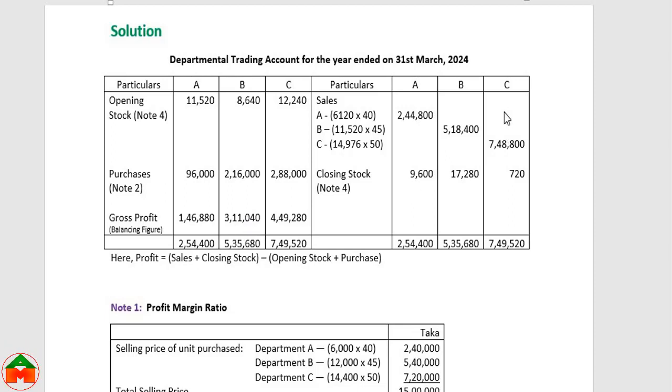3,11,040. In the same way, for Department C, the sales amount is 7,48,800 and the closing stock is 720, and after adding these two amounts, the total is 7,49,520, and from this balance we will deduct the opening stock and purchase to get the gross profit, which is 4,49,280. From where have we got this closing stock, opening stock and purchase? To calculate the balances of closing stock, opening stock, and purchases, we have prepared some notes.